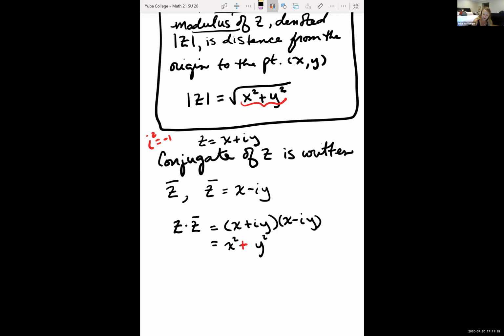So another way to write this, and I don't know why you would want to do this, but maybe you would, the magnitude of z, or the absolute value of z, is equal to the square root. Instead of writing x squared plus y squared, we can write it as z times its conjugate.